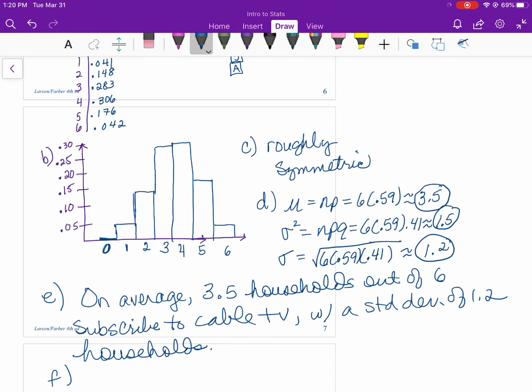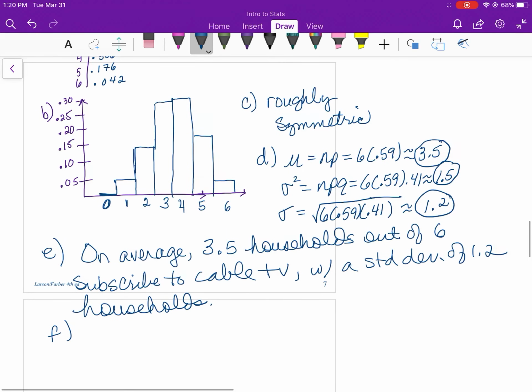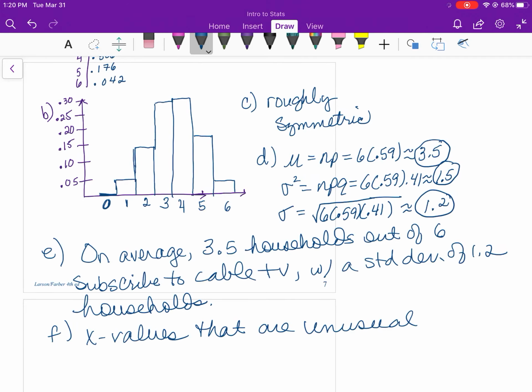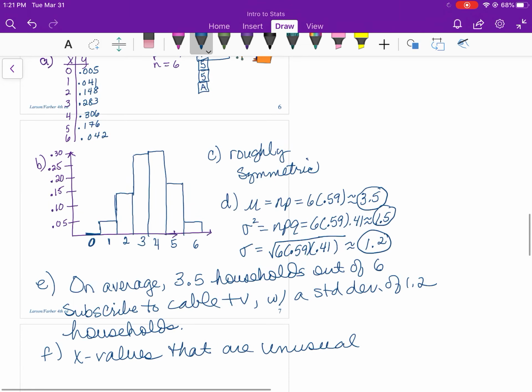Part F, which X values would be considered unusual? Well, in probability terms, those are the probabilities that are under 5%. So the x values that have probabilities under 5% would be 0, 1, and 6. So remember, that's a P of x that's less than 0.05. Okay, that takes care of this big problem.